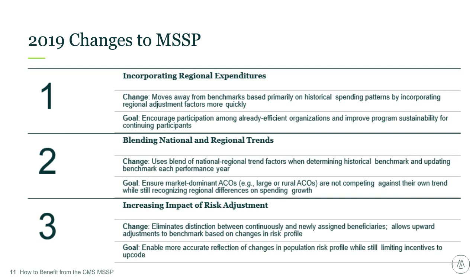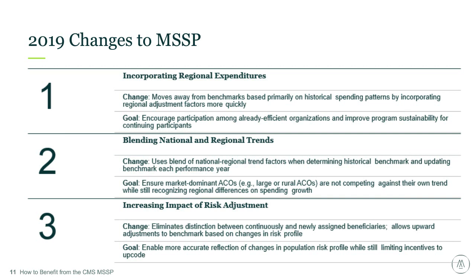So in 2019, CMS took a look at the models and determined that they needed to make a few changes. They've called it, I think it's the pathway to success, the glide path, but really they were looking at incorporating regional expenditures, and the goal here was to encourage participation among some already efficient organizations, which you heard Karl mention earlier, to improve program sustainability for the continuing participants.